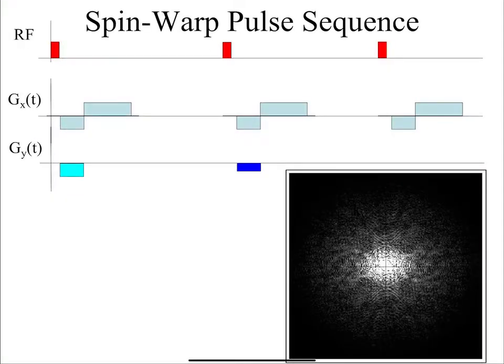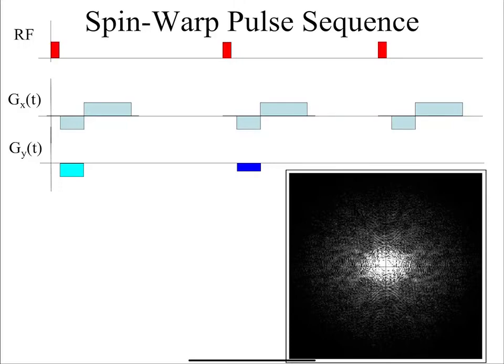So the way we do a spin-warp pulse sequence is we acquire k-space over many, many repetitions of this pulse sequence. Each repetition starts off with an RF pulse, which excites the magnetization. We've talked about RF pulses a little bit, and we'll talk about it some more probably on Wednesday. For now, just assume that all the spins are aligned after every RF pulse.